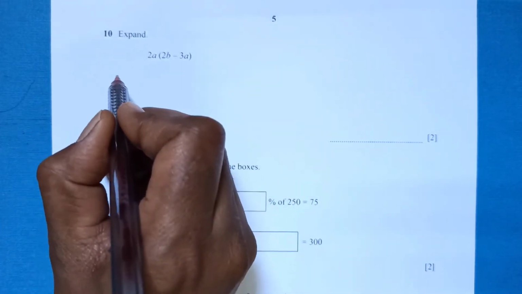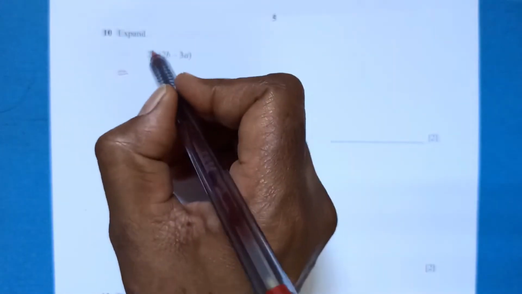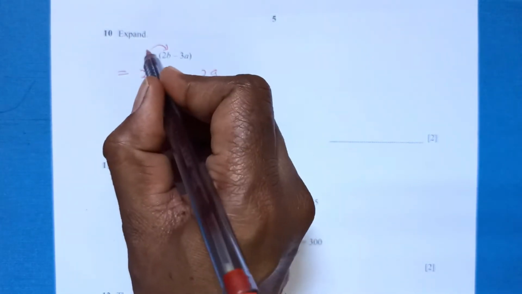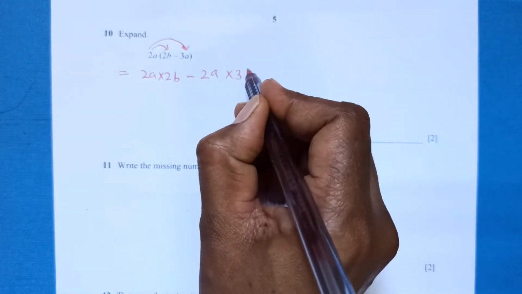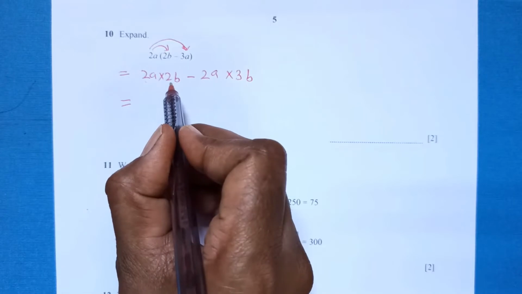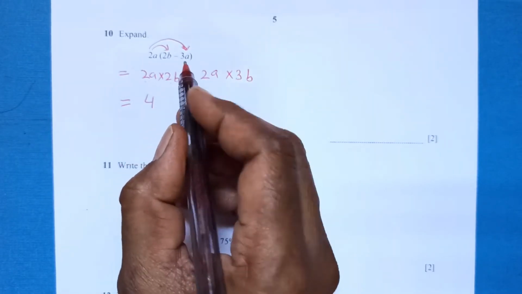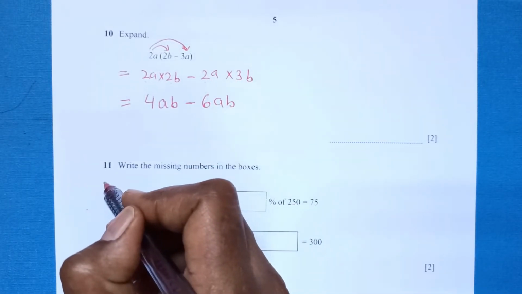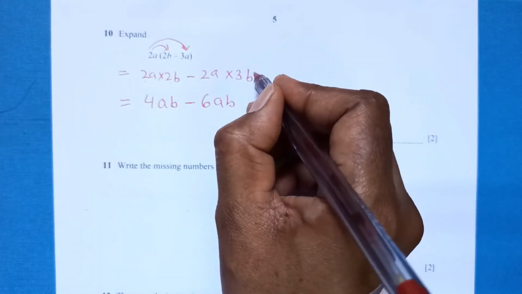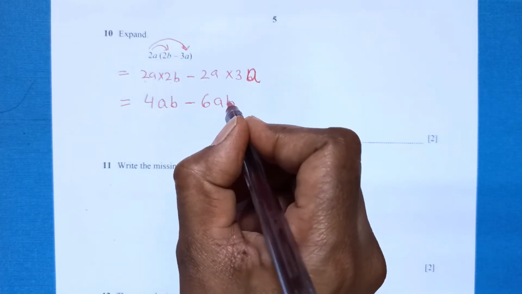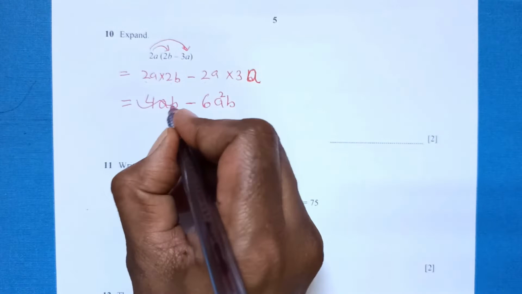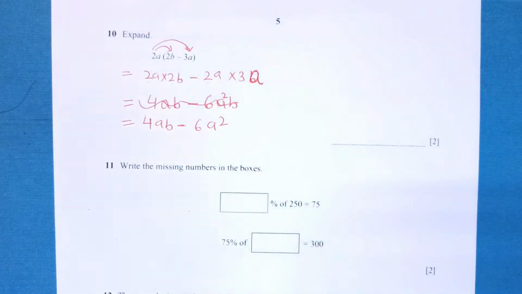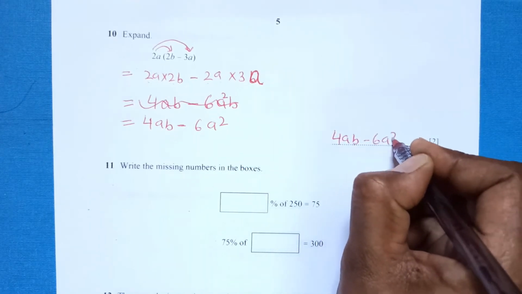Question 10. Expand 2a, then in the bracket we have 2b minus 3b. So we are just expanding the bracket. 2a times 2b, minus, then 2a times 3b. First you multiply the numbers. 2 times 2 is 4, then you multiply the variables. a times b is ab. Minus, again numbers first, 2 times 3 is 6. Sorry, there is only a here, so it will be 6a squared. Let me write this again: 2 times 2, 4ab, minus 6a times a is a squared. So this is our final answer: 4ab minus 6a squared.